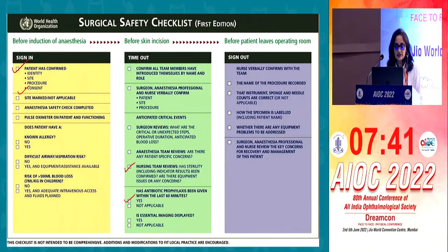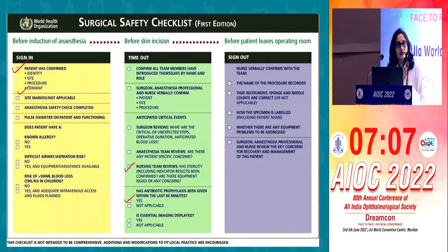So this is the surgical safety checklist, which is laid down by WHO in order to provide safety for all the patients who are undergoing surgeries. Now, this can be modified as per our need also. Here you can see the 3 phases: sign in, time out, and sign out. Sign in is before induction of anesthesia, time out is before incision, and sign out is before the patient leaves the operation theater.